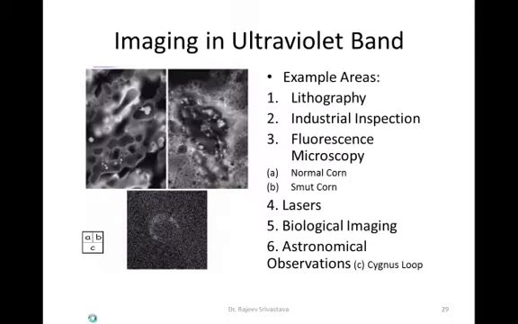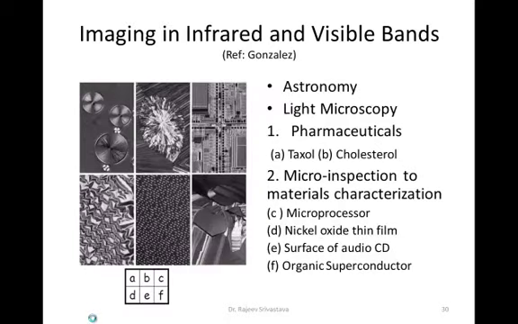Imaging in the ultraviolet band. The application areas include lithography, industrial inspection, fluorescence microscopy, lasers, biological imaging, and astronomical observation. Imaging in infrared and visible bands. Example areas include astronomy and light microscopy. Examples of light microscopy include pharmaceutical industries, microinspection, and material characterization.